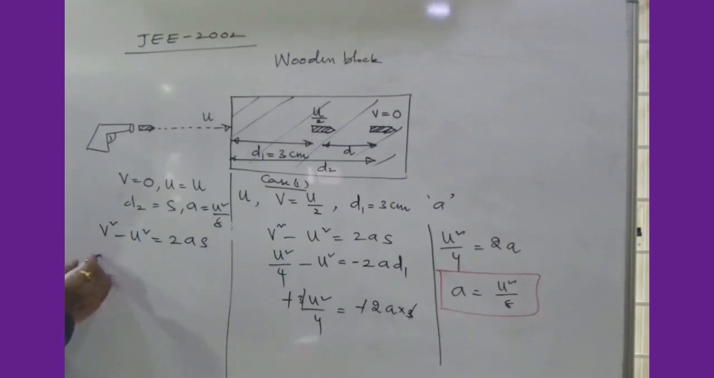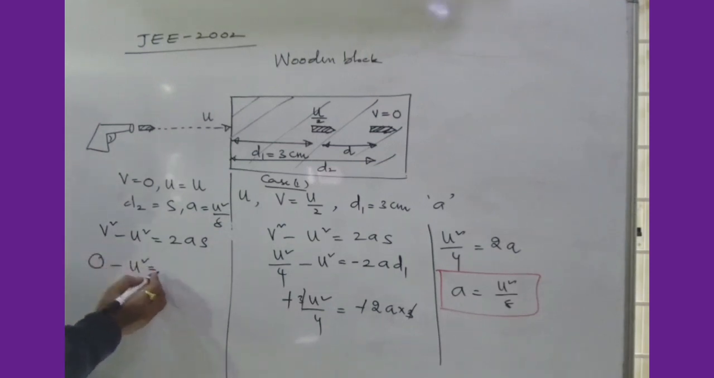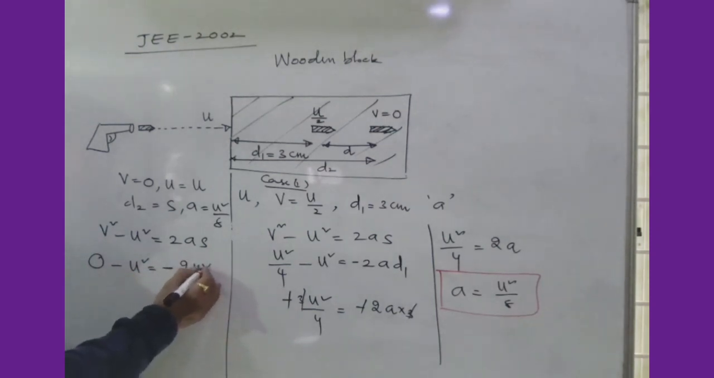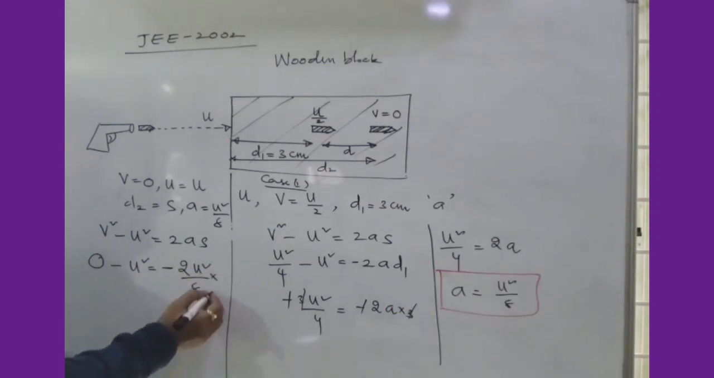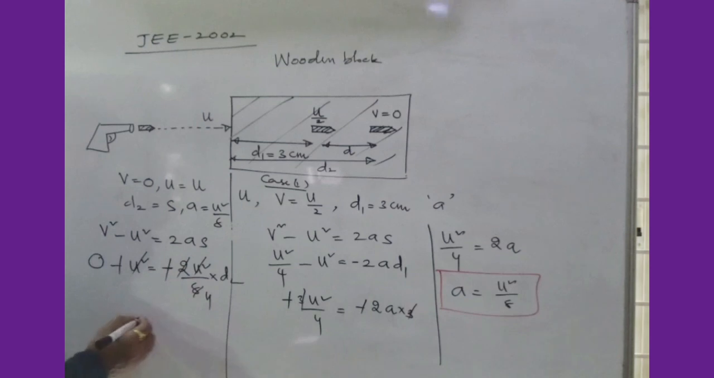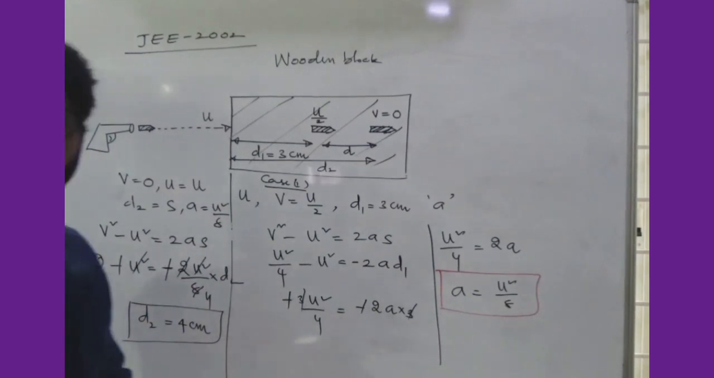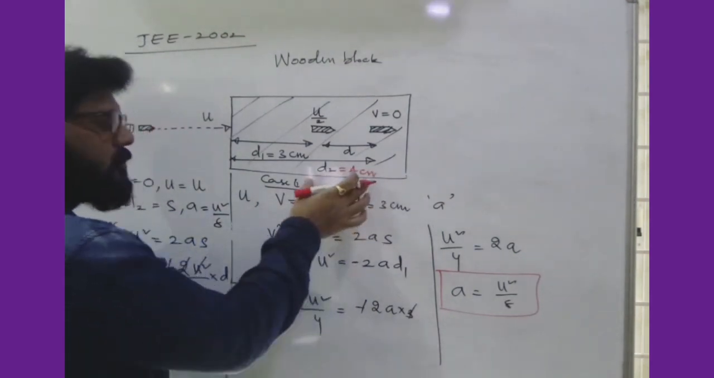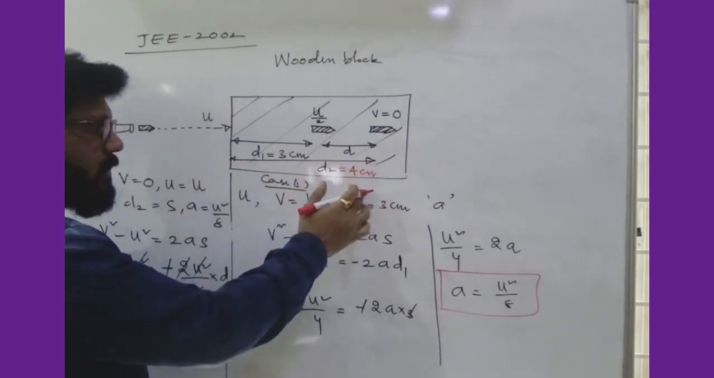So v square 0 minus u square is equal to 2, so that is minus 2 into u square by 8 into s, that is nothing but d2. So minus, minus gone, u square gone. So this is 1 by 4, d2 is equal to 4 centimeters. Hope it is clear now. d2 is how much? 4 centimeters. Any doubt still here? 4 centimeters. That means the total from here to here is 4 centimeters.